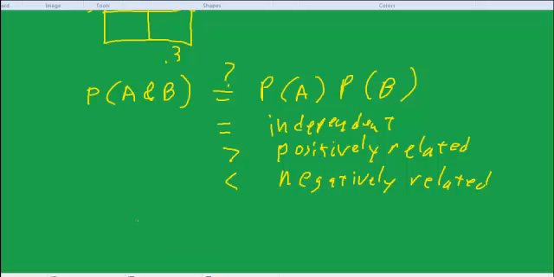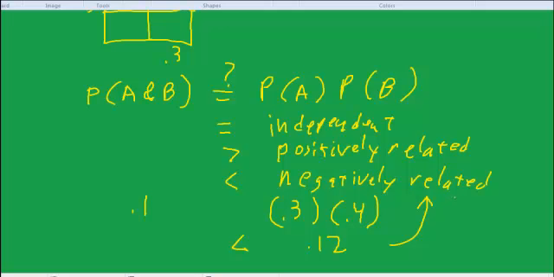So in our example, we said A and B, that is the probability that they make the playoffs and the coach gets fired, is 0.1. And A, the probability that they make the playoffs, was 0.3. And B, the probability that the coach gets fired, was 0.4. So if we multiply those together, we get 0.12. And so the relationship is less than, and so we're into negatively related, which makes sense. The coach getting fired and the team making the playoffs ought to be negatively related. So that's the basic point.